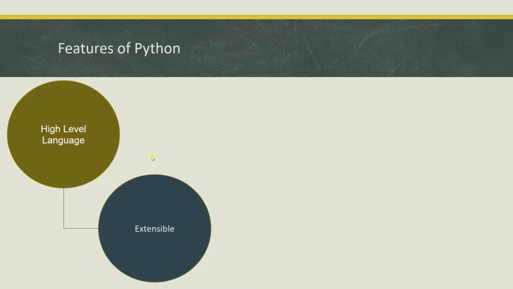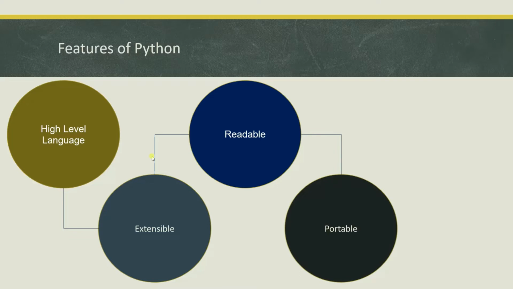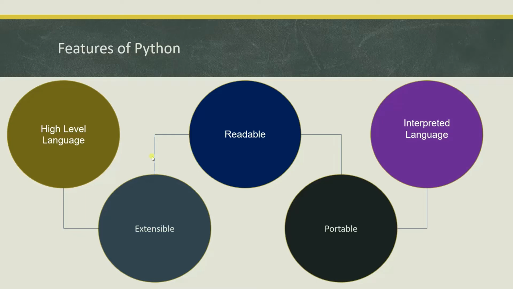Python is extensible because it has support of C, C++, and Java languages also. Now code can be written in C, C++, Java and can be compiled with Python. So that's why Python is extensible also. Python code is readable because it's close to human language like English. Python code is portable because once you write code, you can run it on any operating system, whether it is Linux, Windows, Mac, Solaris, it doesn't matter. It provides support for almost all operating systems.